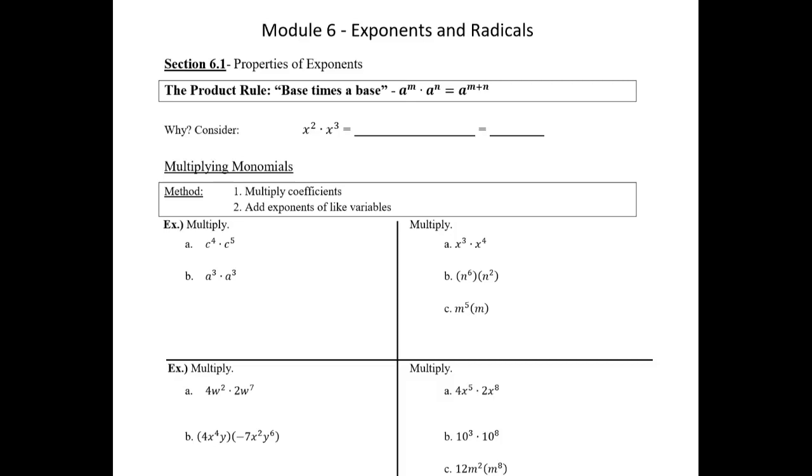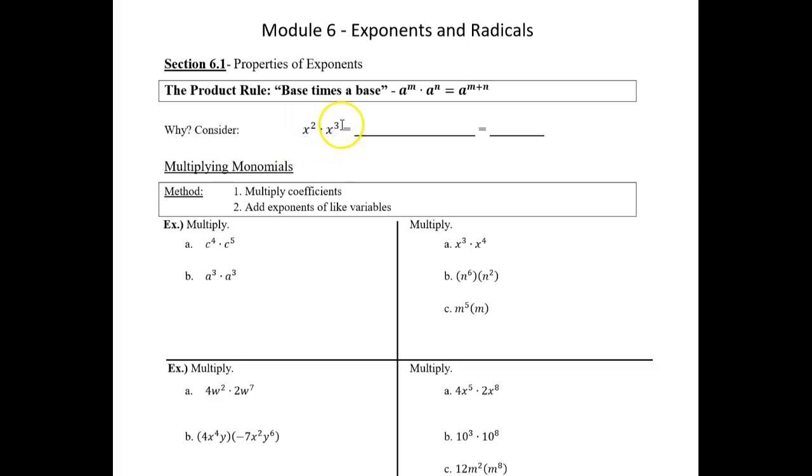Hello and welcome. In this video we're going to be talking about properties of exponents and in particular the product rule. I tend to call the product rule a base times a base, because later on we'll learn a power rule, and it's similar to this rule and gets mixed up with it a lot.